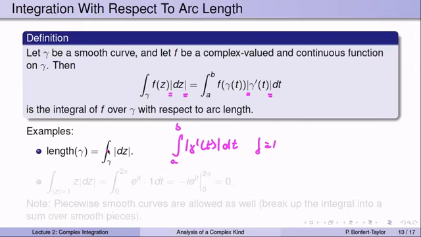But by definition, that is then the integral of 1 times the absolute value dz. So the length of gamma is the integral over gamma of the absolute value of dz. Let's look at another example.